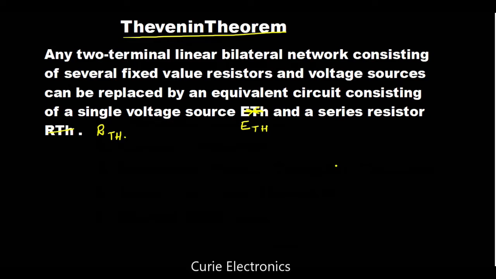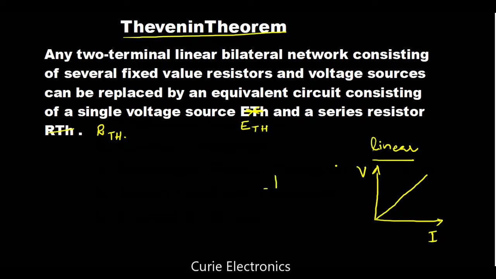A two-terminal linear network. Linear network means what? When you draw the graph between voltage and current, voltage versus current, you should get a linear line passing through origin, just like Ohm's law. That is what linear means.